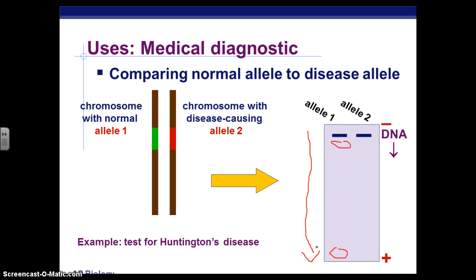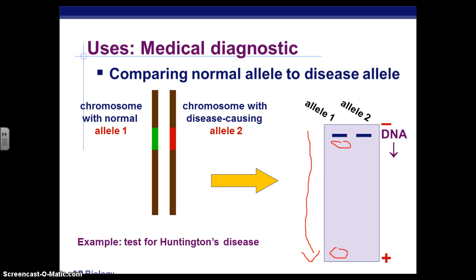Now, what's the point of this? Besides the fact that when we run PCR, we want to see if we got what we wanted. That's one use. So run the PCR, then run the DNA on a gel to see if we actually got any DNA. But what are some practical uses of gel electrophoresis? The first one is that it could be used for medical diagnosis.